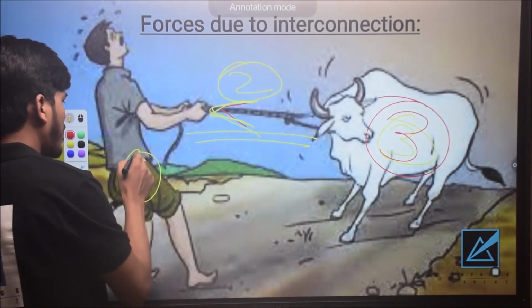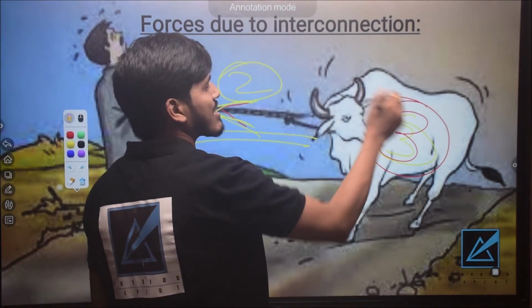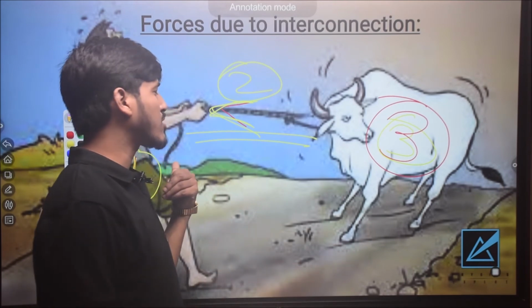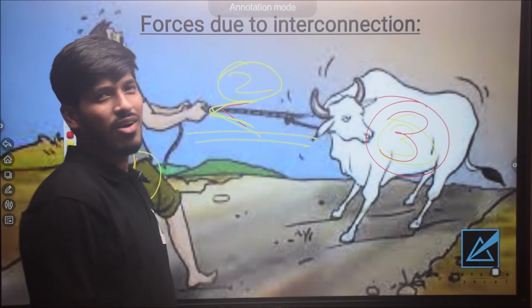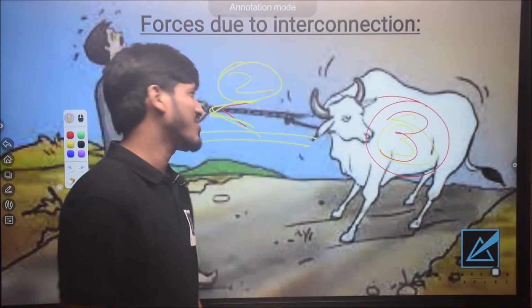Now object 1 is exerting force on object 2, and object 2 is exerting force on object 3, and so object 3 is moving towards object 1 because of the force through object 2. Understand? So it is interconnection force.